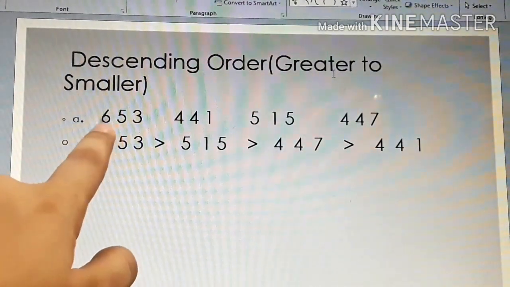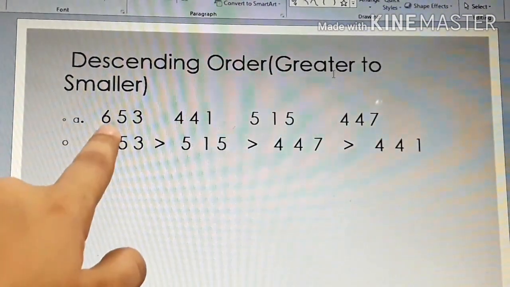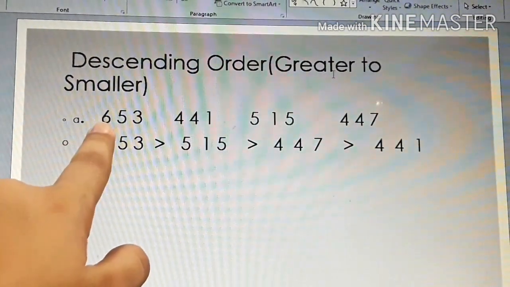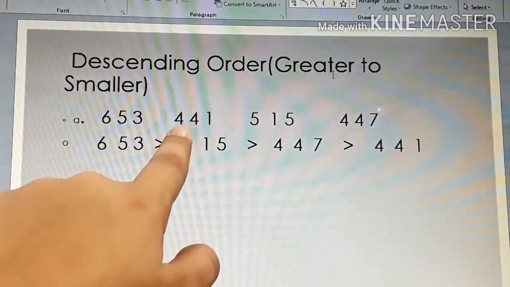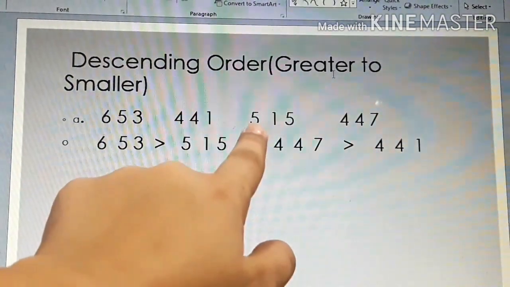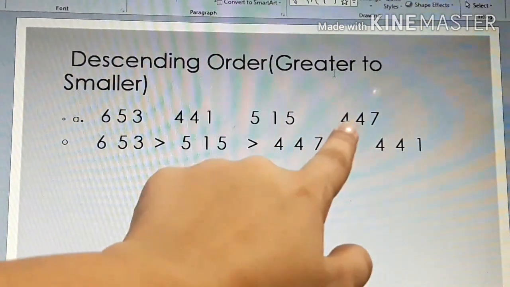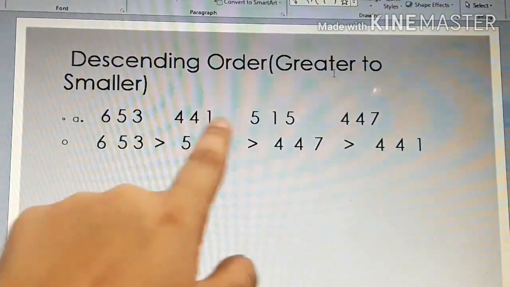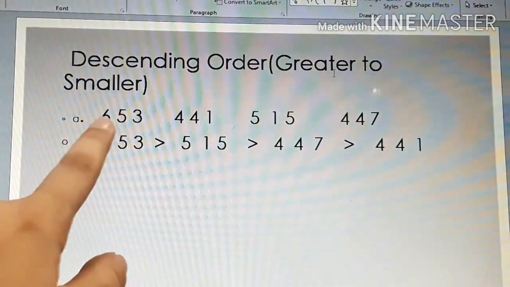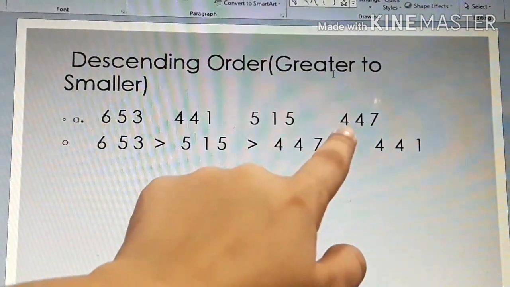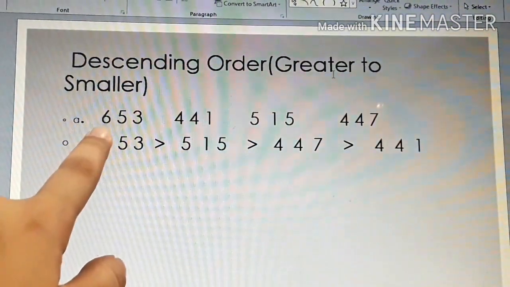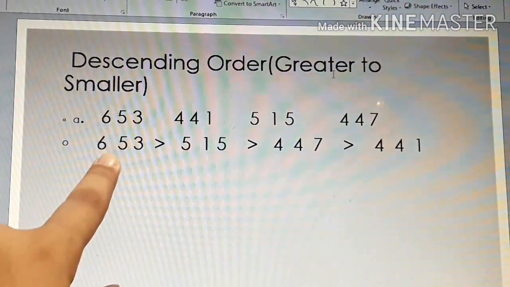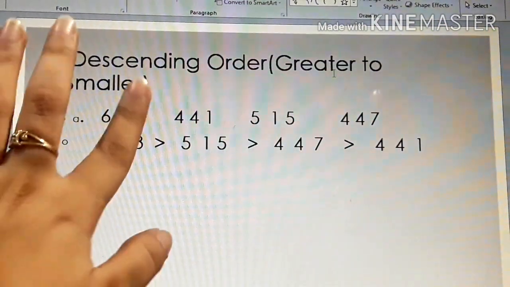You have to compare the first place, that is your hundreds place. You have to start comparing from the hundreds place. Which number is here? 6. Next is 4. Third is 5. Then the last is 4. So which one is the greater one? 6, 4, 5, 4. So 6 is the greater one, isn't it? 653 comes first. Clear?